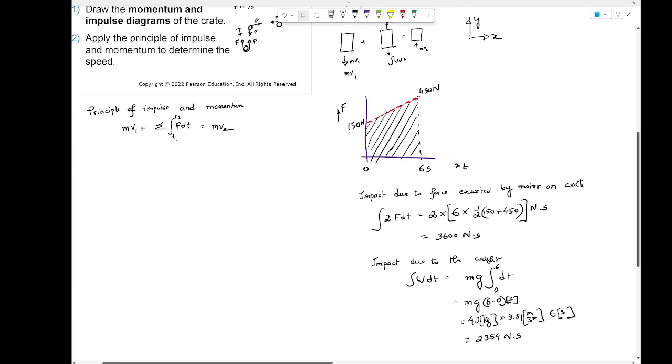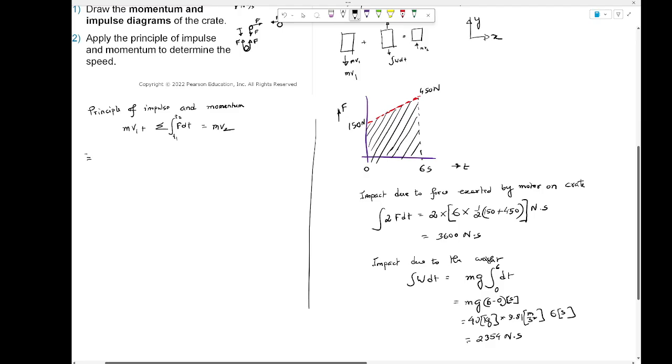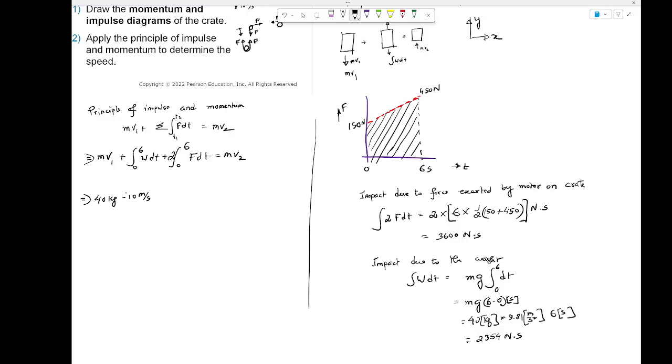So in this equation, m v1 plus, I'll be writing that, w dt plus 0 to 6, 2 times the f dt. You can write the 2 here, that would be more clear, equals m v2, and then you can start to plug in the values. So what is the value of m? 40 kg. What is the value of the velocity? -10. I'm writing them. Plus, I do have those two things calculated.